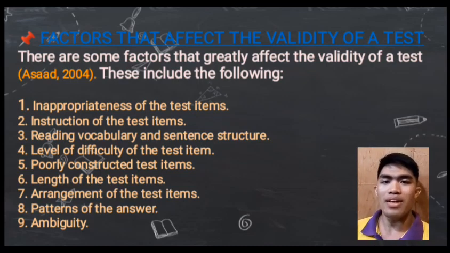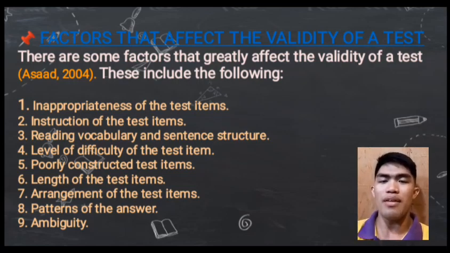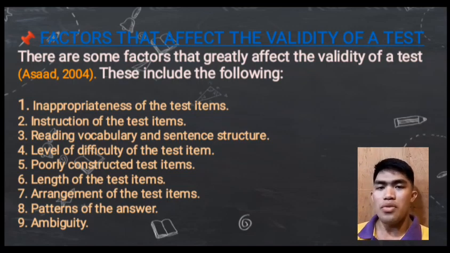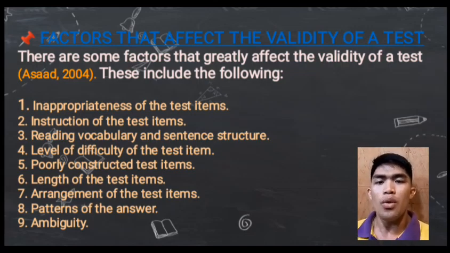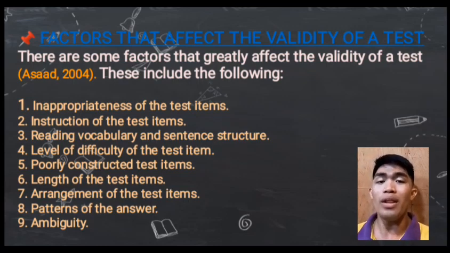And number 2, we have instruction of the test items. Directions that are not clearly stated as to how the students respond to the items will tend to lessen the validity of the test items. And number 3, we have reading, vocabulary, and sentence structure. So, vocabulary and sentence structure that do not match the level of the students will result in a test measuring comprehension or intelligence rather than what it intends to measure, which will affect the validity of a test.